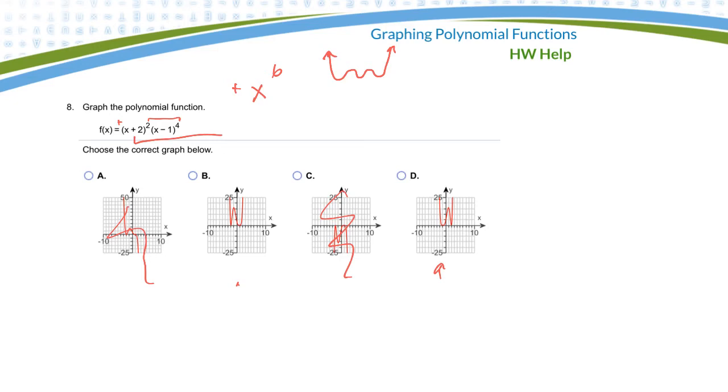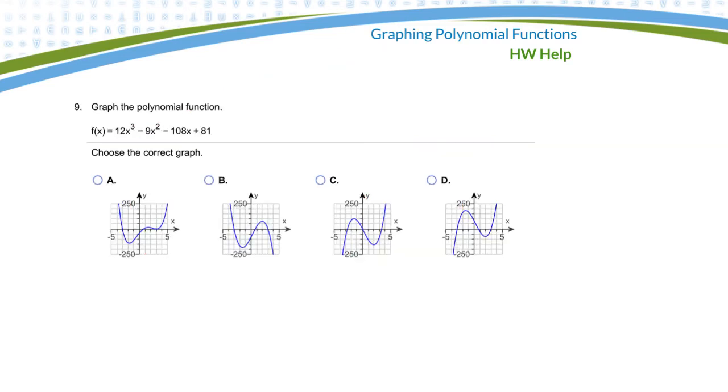Now, at x equals negative 2, it has to have a bounce there, or tangent, and at x equals a positive 1, it also has to have a bounce. So take a look at these two, and which one bounces at minus 2 and a positive 1? This one looks like it does. No, that one's bouncing at negative 1 and positive 2. No, not that one. Has to be this one.